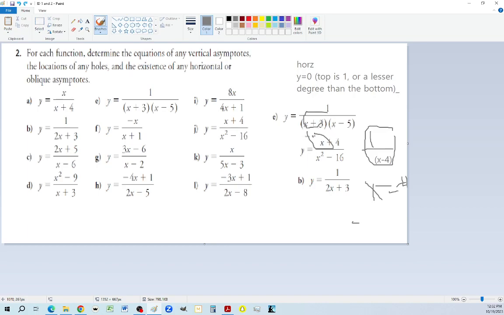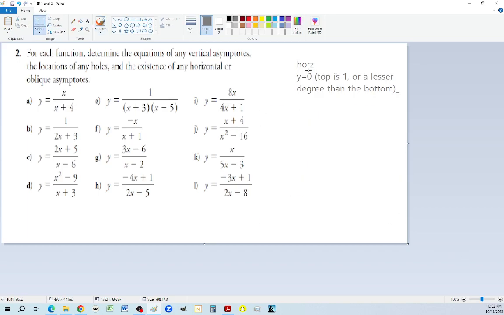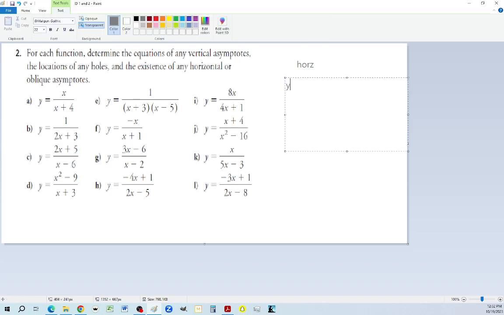This one, the vertical asymptote is x equals minus 3 and x equals 5. This one, the vertical asymptote is x is equal to minus 3 over 2. Just set that to equal 0 and solve for x. So those are the ones that have zeros. Y will be equal to a specific number when the degrees match, top and bottom.